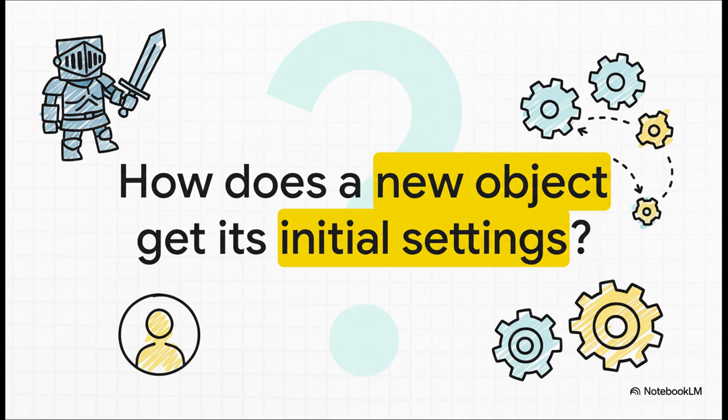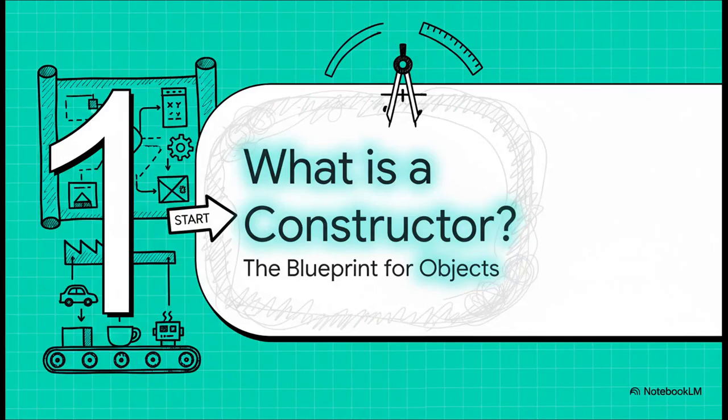I mean, seriously, think about it. When you create a new character in a game, it needs health points, a name, and an inventory, right? Or when a new user signs up, their account needs a username and a default status. Where do all these initial, essential details come from? Because without them, the object is just an empty, useless shell. The answer to that question is the constructor. It's basically the blueprint for how all new objects get started.